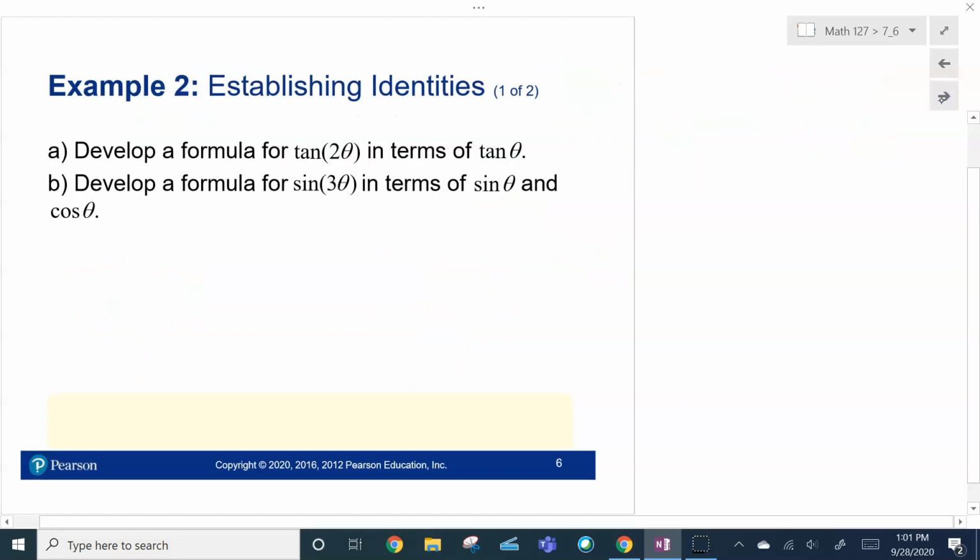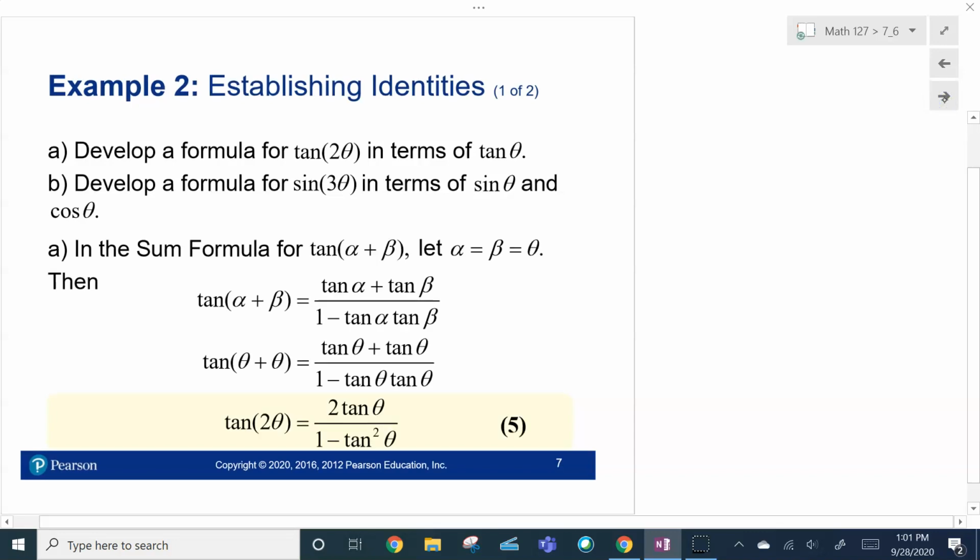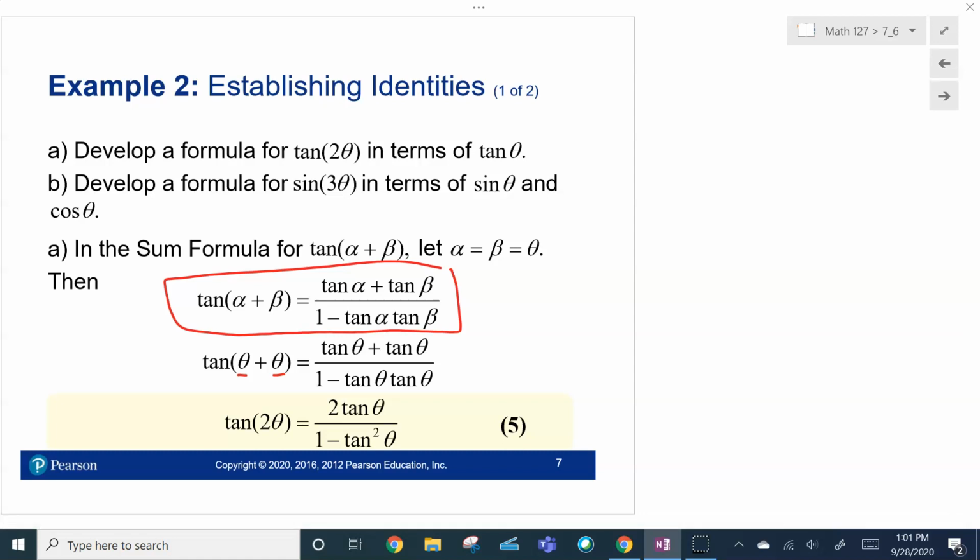Now, in developing a formula for tangent 2 theta, we can use the fact that the tangent of alpha plus beta is tangent alpha plus tangent beta over 1 minus tangent alpha tangent beta, right? We can use this formula with alpha and beta being theta, and you can develop a formula for the tangent of 2 theta. So the tangent of 2 theta ends up being tangent theta plus tangent theta, which is 2 tangent theta, over 1 minus tangent theta times tangent theta, which is tangent squared. So here's our tangent of 2 theta.